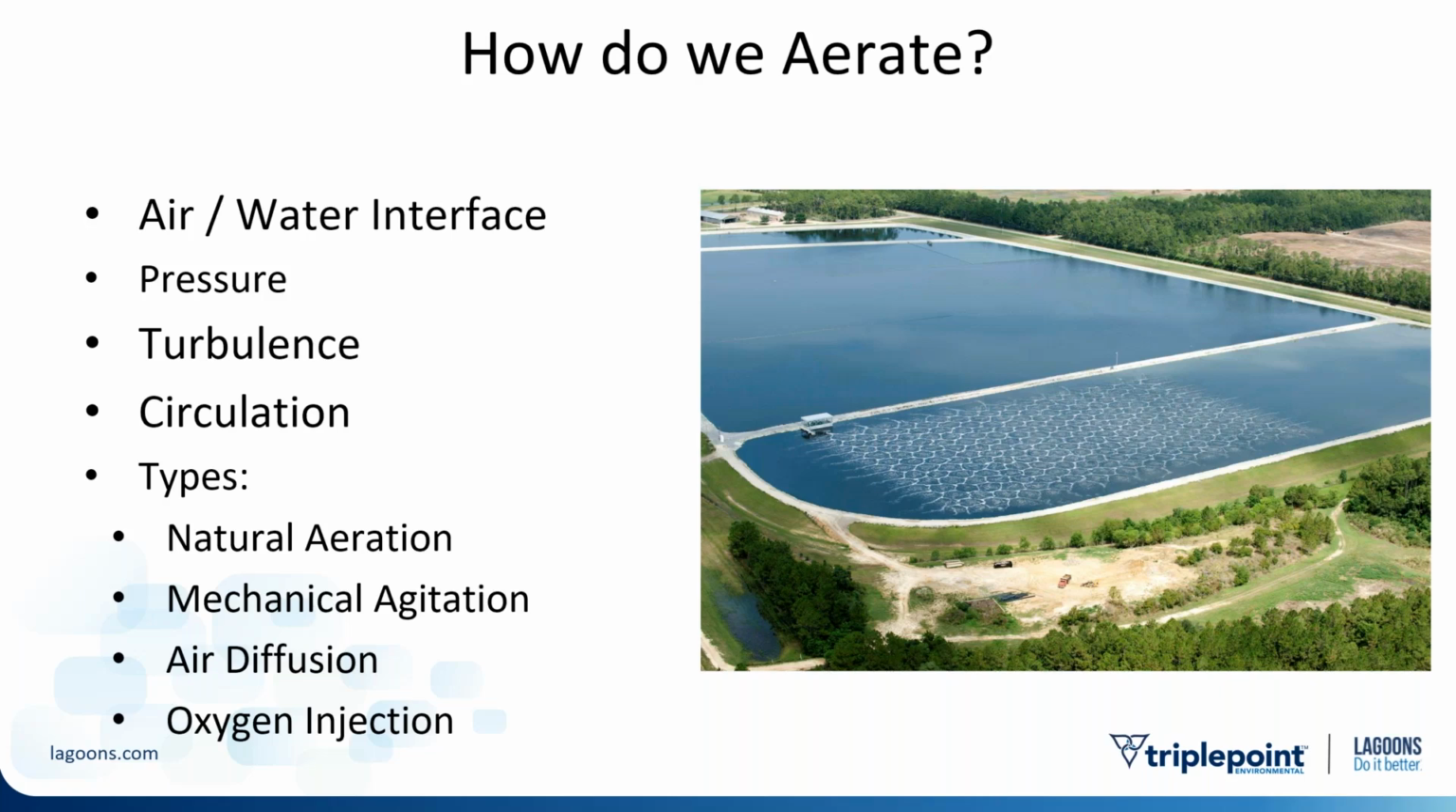There are some things that help that transfer. Pressure, for example: if the pressure of the air is higher, it's easier to push dissolved oxygen into the water. If there's turbulence, churning of water, like maybe you would see in waves or a waterfall, that entrains oxygen in the water, giving more air-water interface, allowing more oxygen transfer. Circulation also helps, pulling low dissolved oxygen water from the bottom of the pond and bringing it up to the top and exposing it to the oxygen is helpful for transfer.